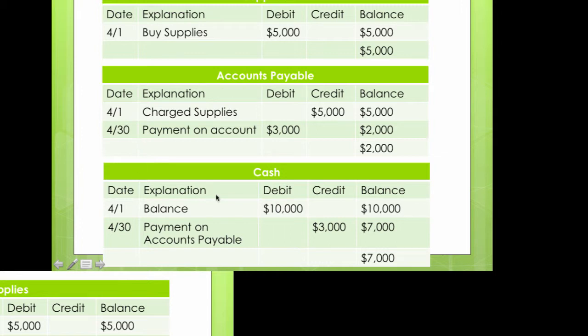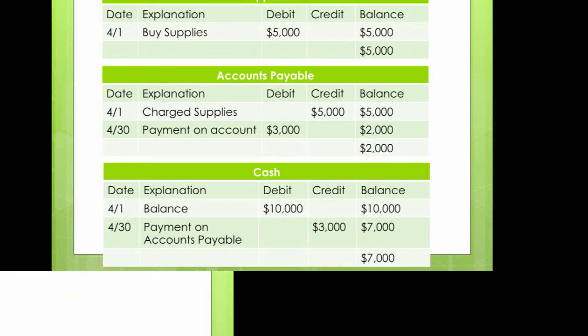Along with this information, you have to have a balance column, which states the balance of each account after each transaction. So here, on April 1st, you charged $5,000 on supplies on your credit card. So you credited $5,000. Your balance was $5,000 on April 1st. But on April 30th, you decided to make a payment to the account for $3,000. So you debited $3,000. So now your new balance on that account is $2,000, and this is what the $2,000 represents.